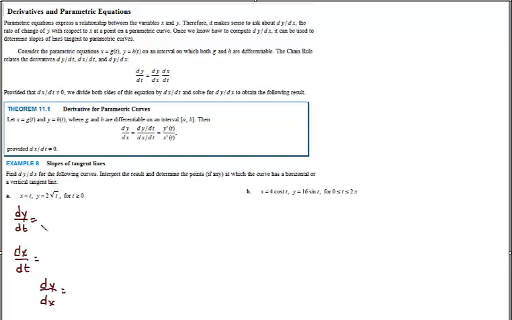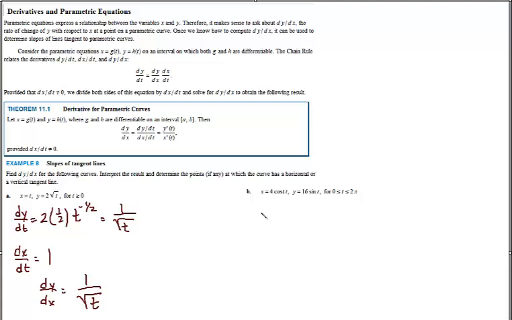Alright, for my a part, I'll need the derivative of y with respect to t. This is going to be 2 times 1/2 t to the minus 1/2. So this is just going to be 1 over the square root of t. Derivative of x with respect to t is just going to be 1. So derivative of y with respect to x is just going to be this over 1. So it's just going to be 1 over the square root of t. And that is my derivative.